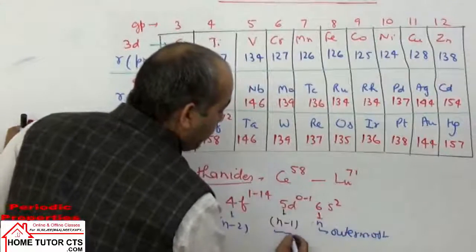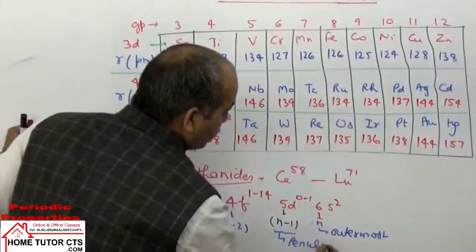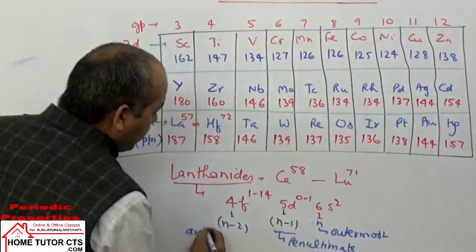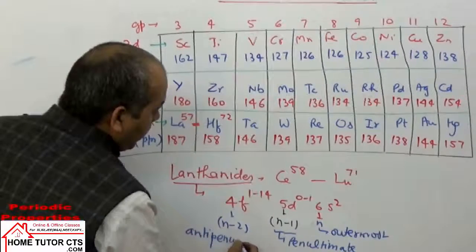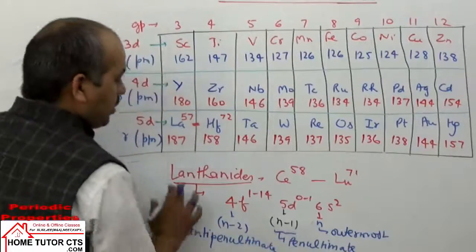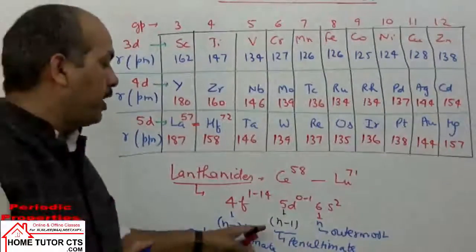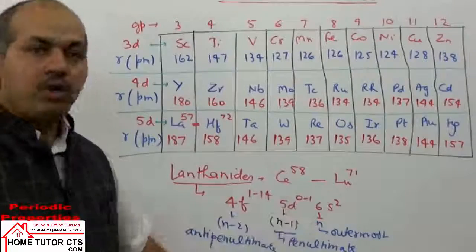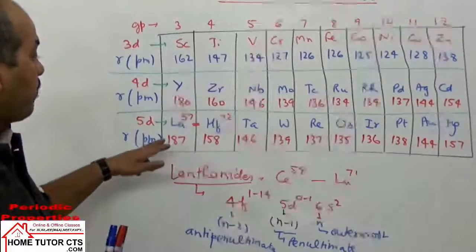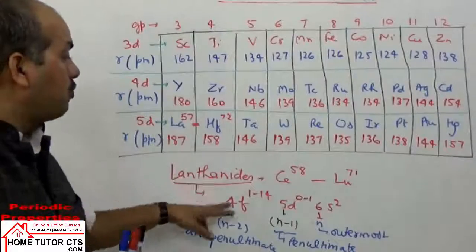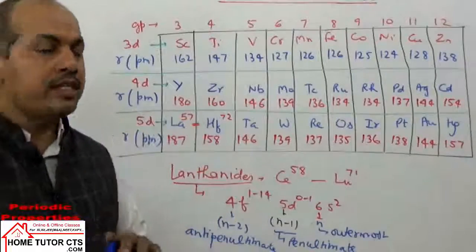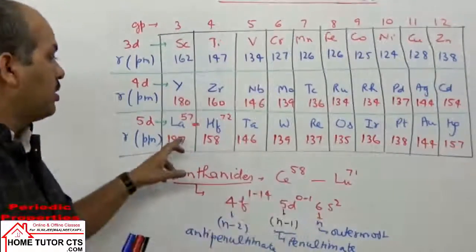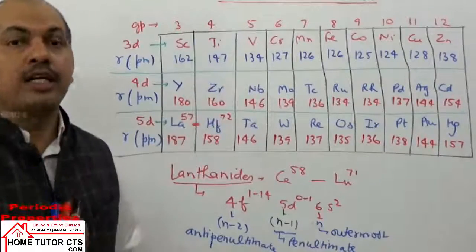N minus 1 is called penultimate. And n minus 2 is called anti-penultimate. N is outermost. N minus 1 is penultimate. N minus 2 is called anti-penultimate. That term is used for the orbits. Now if it is taken here, before hafnium we have 14 elements of lanthanide series. What happens in these elements? In these elements, we can take elements which are causing this size variation a bit differently.